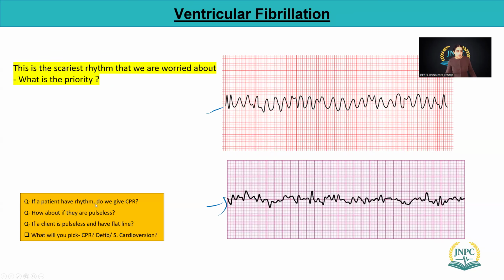If a patient does have a rhythm, do we give CPR? No. How about if they are pulseless? Do we give CPR? Pulseless, yes. Every time, if no pulse, if the patient is unresponsive, CPR and defibrillation. If a client is pulseless and has a flat line, of course, CPR and defibrillation. So you should know when to pick CPR, when to pick defib, and when to pick cardioversion. By this time, I hope that you all are pro now. Should be easy for you, right?